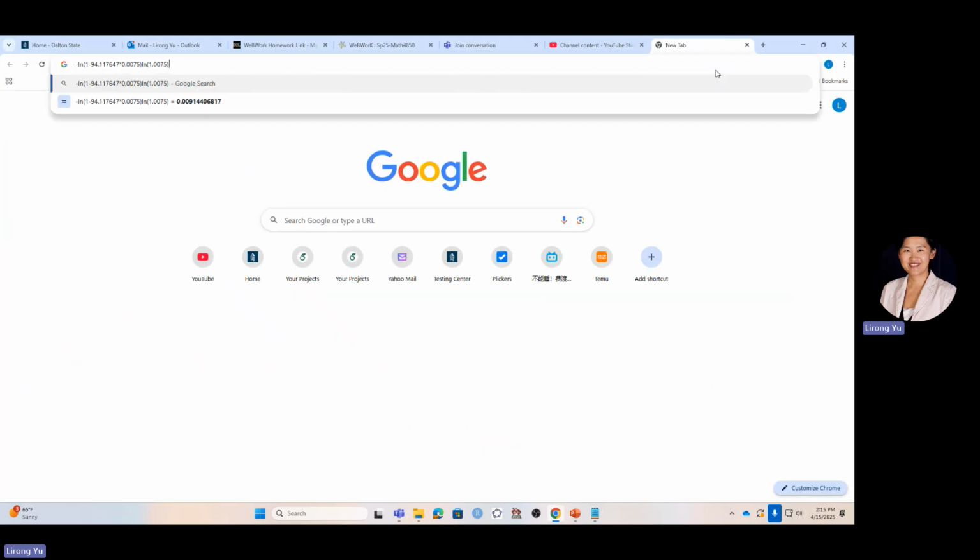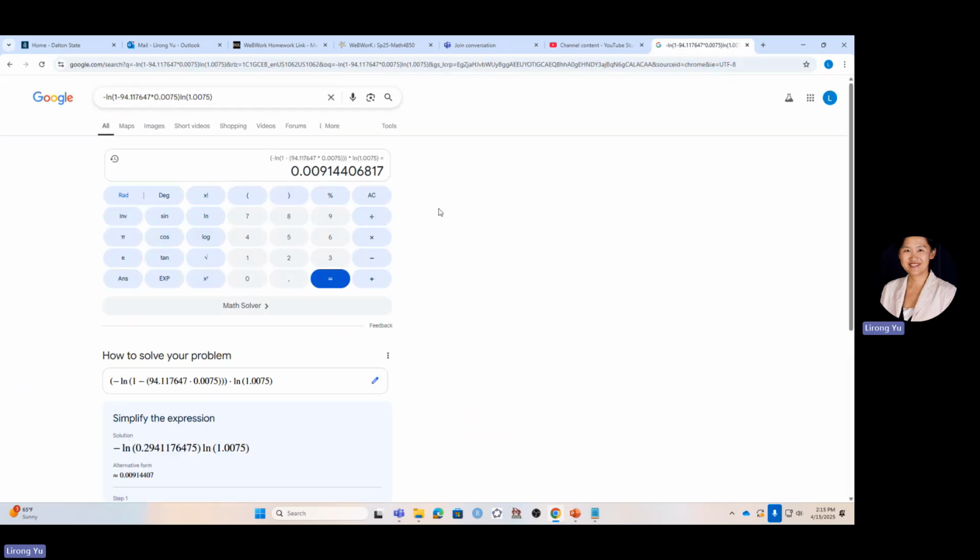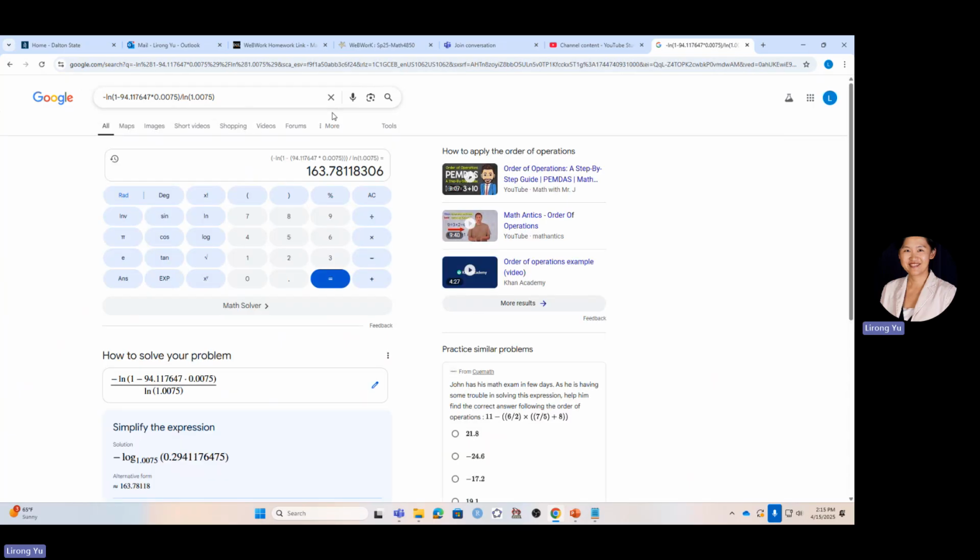I feel like something is missing. Oh, well, it's a division, right? I had the multiplication there. Division. So the answer is 1,063.